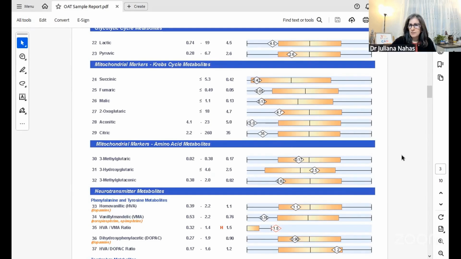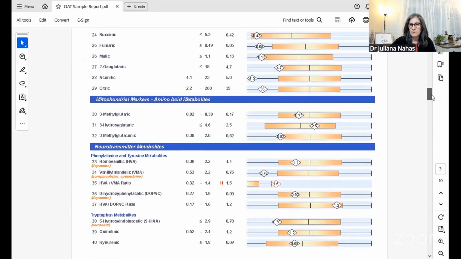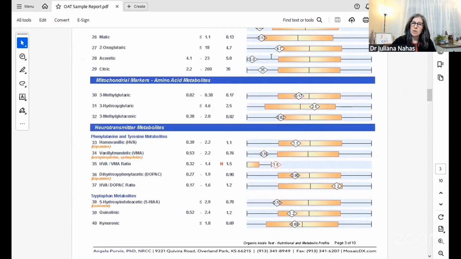And sometimes on this test, the markers have a little asterisk, which we'll see further down. That means that if the level is looking low, it's not a problem. But if it's on the high side, then that indicates a deficiency. So we'll look at some examples like that. Amino acid metabolites are often okay, and on this test, I've not seen many that showed an issue.